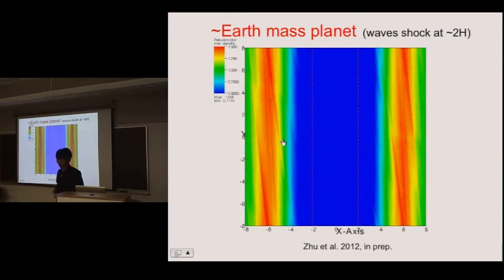So if we start talking about realistic effects, then you can also say there's no magnetic field here, there's no MRI. It's just a pure hydro laminar disk. What will happen to the disk?